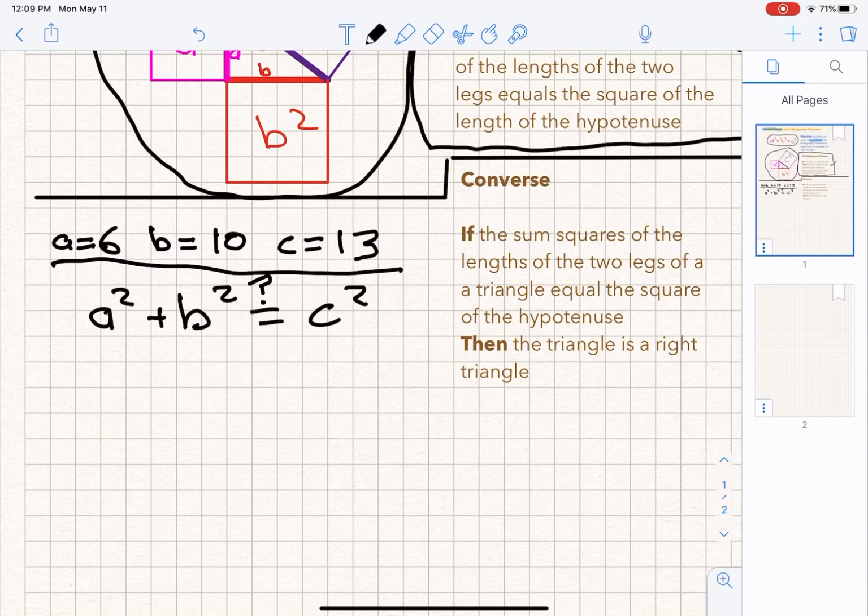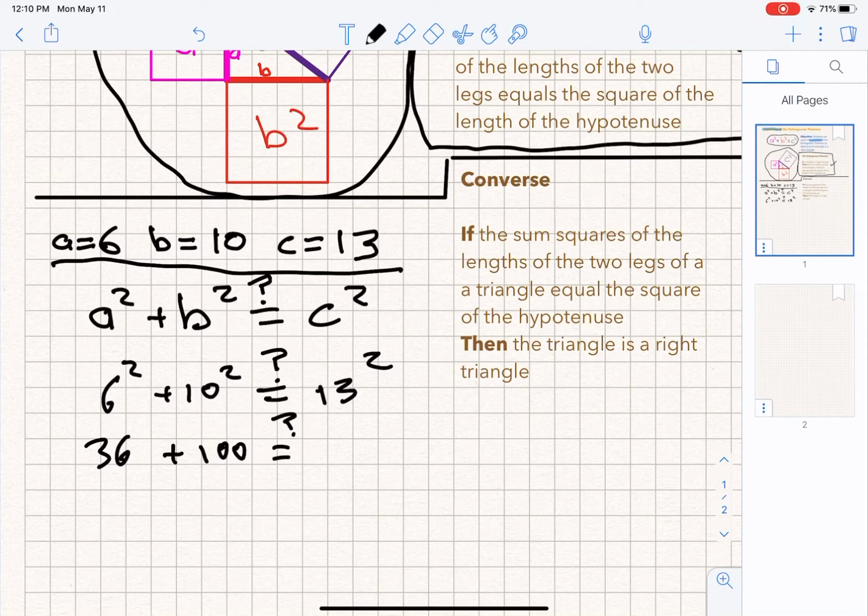And then all we do is we plug in. Like here, this is 6 squared plus 10 squared. Keep our equation in order. This is still an equal sign. The question mark's still in place. We don't know the answer. Here's 13 squared. This is 36. 10 times 10 is 100. 13 times 13, think about it, guys. Do you remember? It's 169. Okay, now the question is, are those going to equal each other? And heck no. We have 136 does not equal 169.